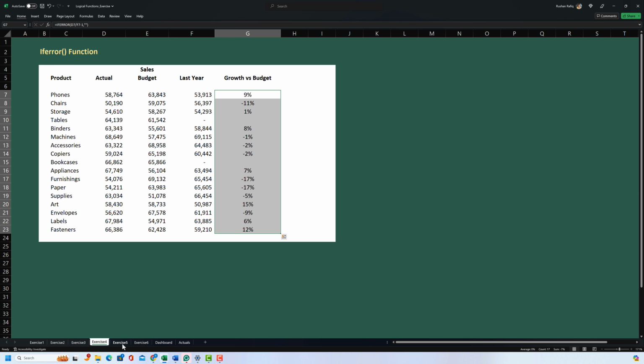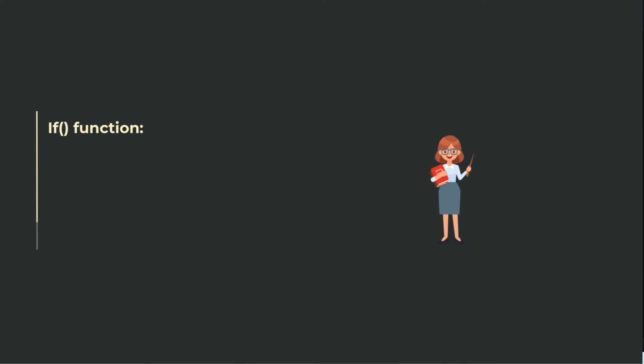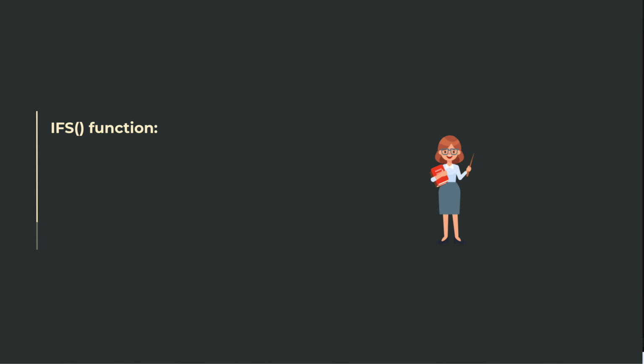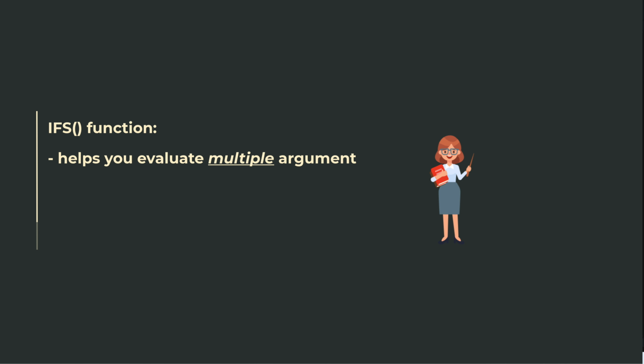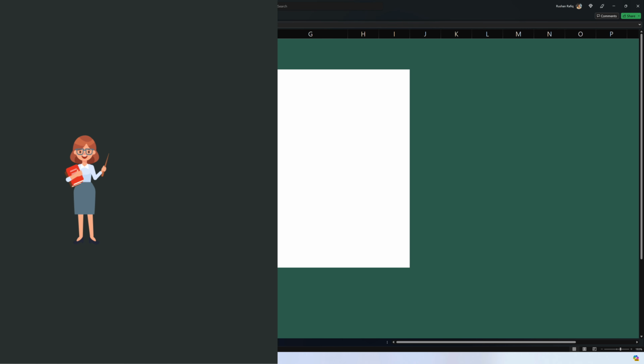Now let's move to exercise 5, where we're going to learn about the IFS function. In exercise 1, we learned about the if function, which is used when you have a logical argument to evaluate, and based on whether the argument is true or false, you want to return back a certain value. IFS, as the name indicates, helps you evaluate several arguments and return the desired value if those arguments are true. To understand it better, let's work through an example.